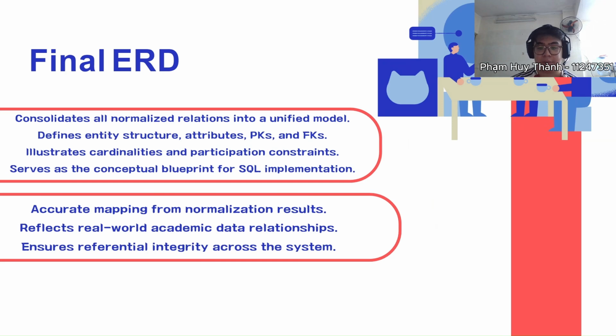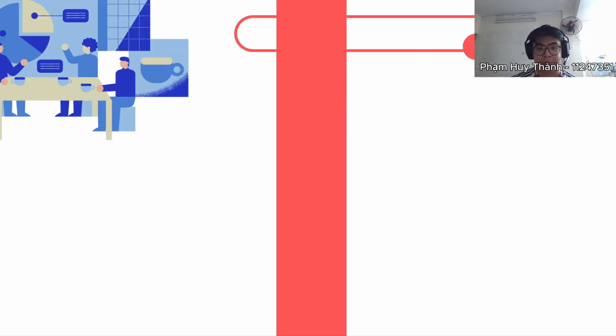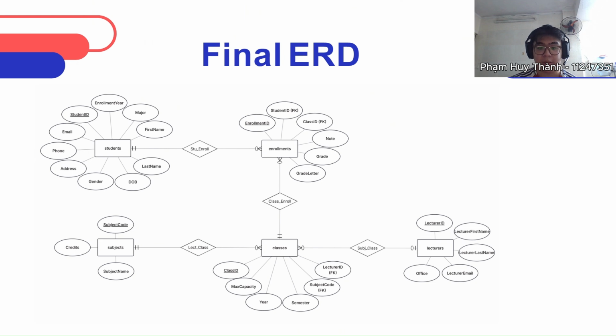After normalization, our relations are consolidated into the final ERD. It captures entities, attributes, keys, and relationships accurately. And this is the final ERD of our group.